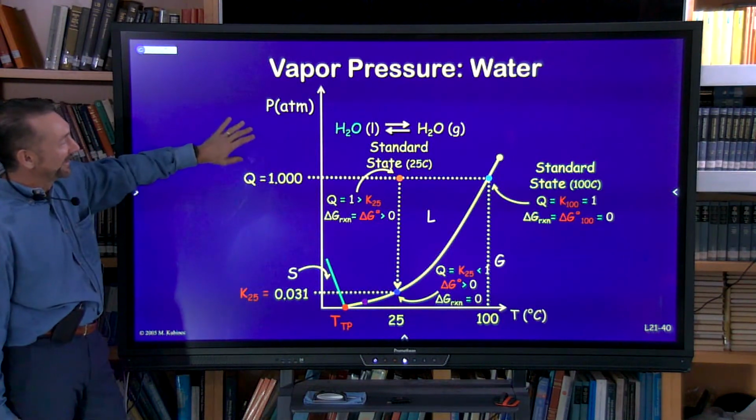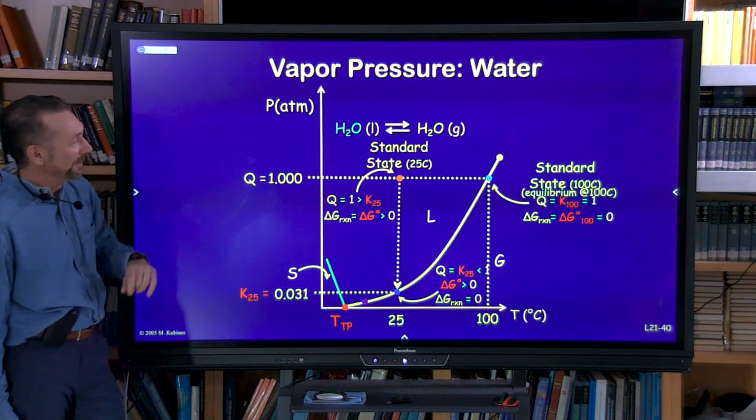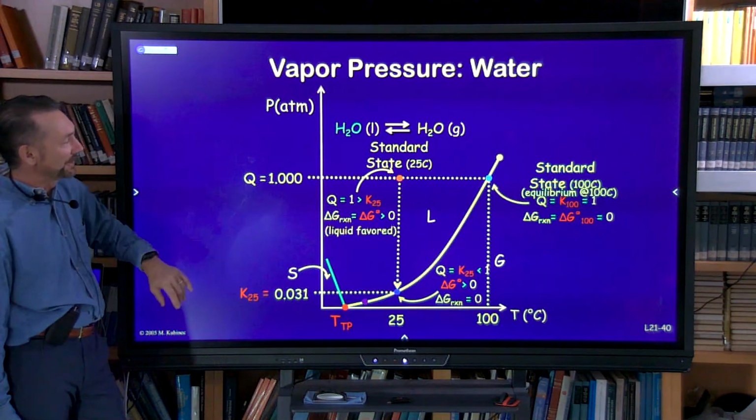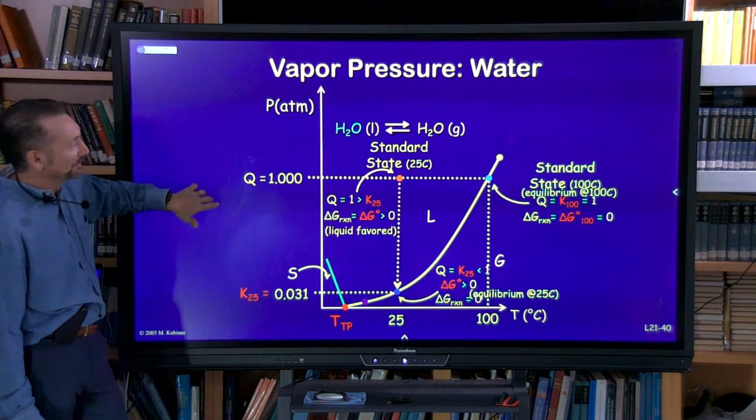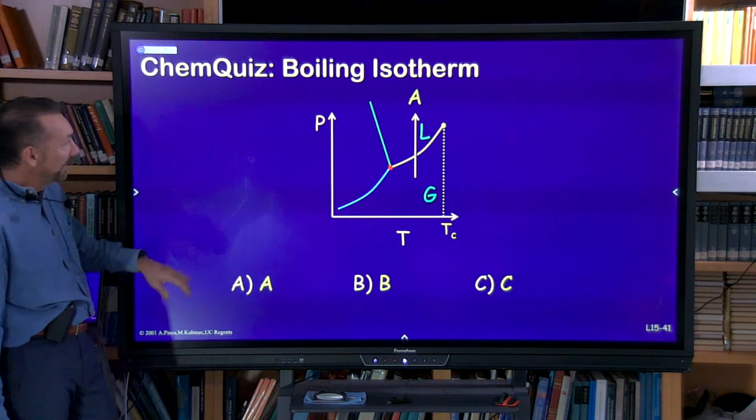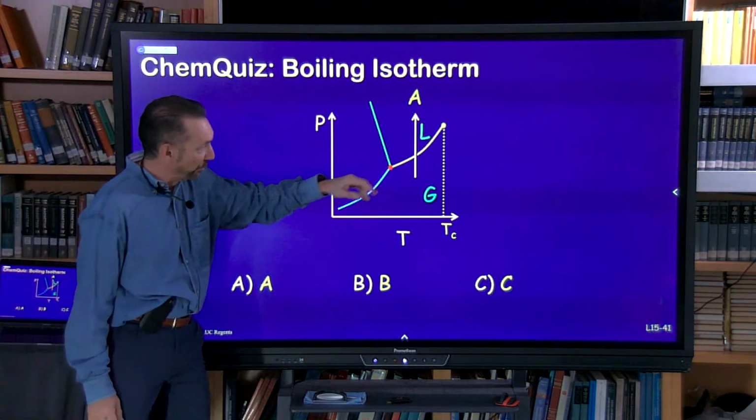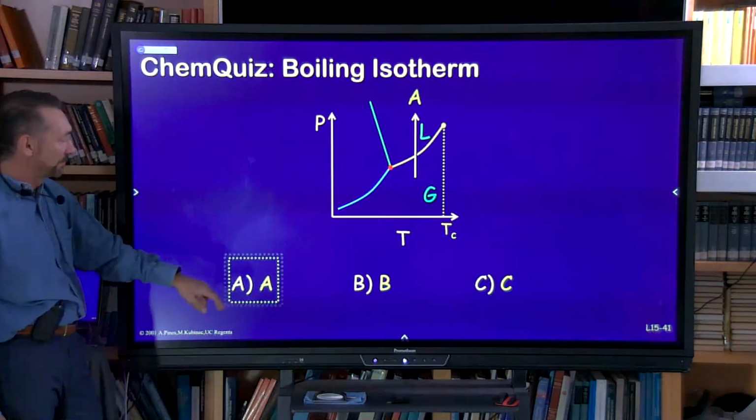So let's continue our discussion here. We'll put those equilibrium states in there. So as we said, that's the boiling isotherm. So the answer to this chem quiz is A.